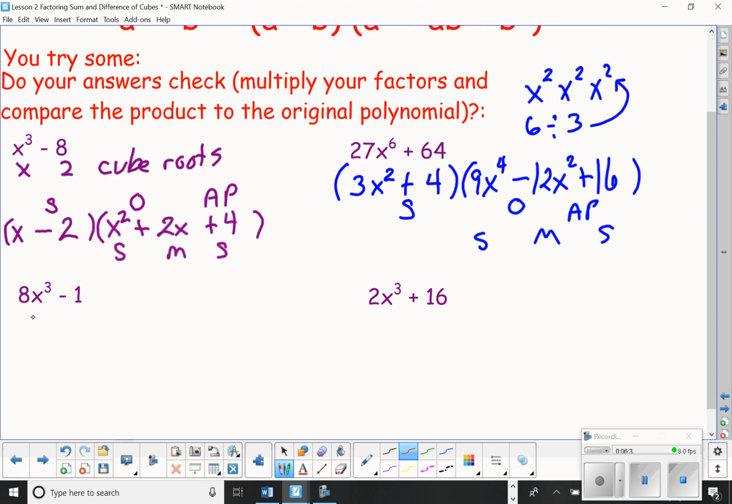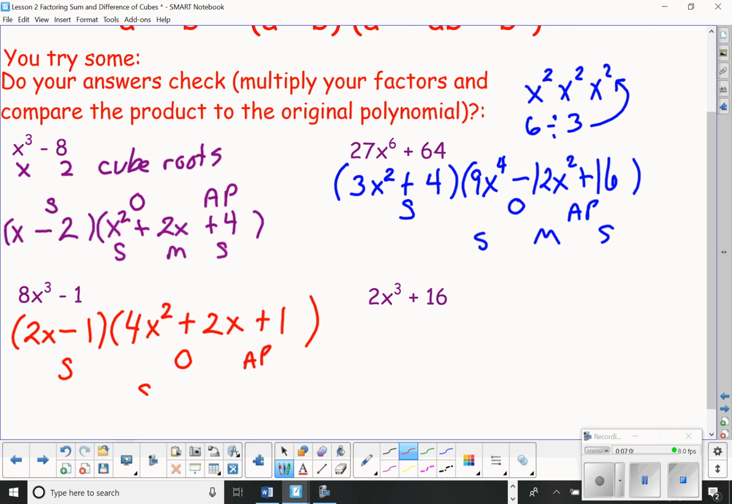Next up, is 8 a perfect cube? Yes, x cubed is a perfect cube, and 1 is a perfect cube. So my cube roots are 2x and 1. Now I'm going to need my same, opposite, always positive. Now I'm going to square this and get 4x squared. I'm going to multiply them and get 2x, and then I'm going to square 1 and have 1. So again, same, opposite, always positive, and then over here, square, multiply, square.